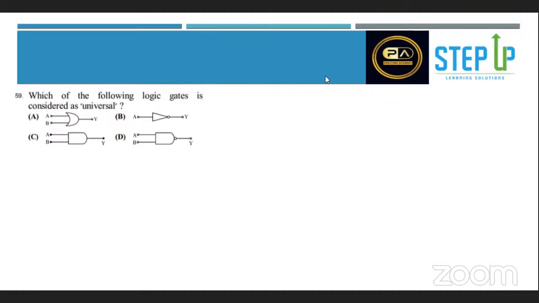Okay, try this. Which is universal? The NAND gate is considered a universal gate, so option D. The reason is that you can derive all other gates using the universal gates. Okay, and for the basic communication system, first obviously comes the information source, then the transmitter, then the channel, then the receiver, then the user of information. So the second should be the transmitter, so option B.